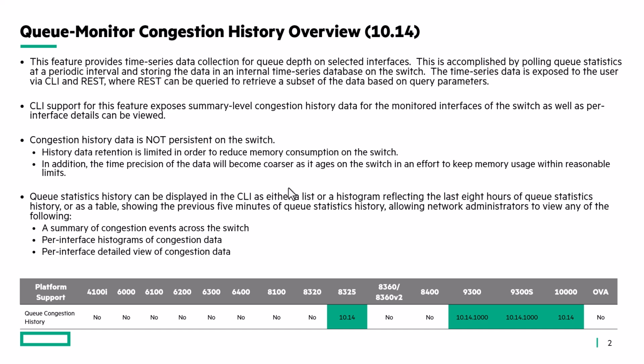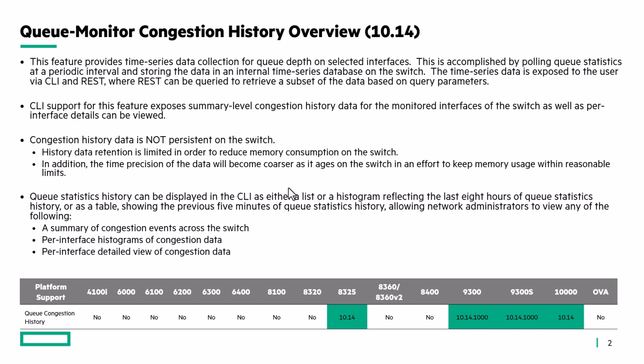CLI support for this feature exposes summary level congestion history data for the monitored interfaces, as well as per interface details. The congestion history data is not persistent on the switch, so it's important to remember history data retention is limited in order to reduce memory consumption of the switch. In addition, the time precision of the data will become coarser as it ages on the switch, in another effort to keep memory usage within reasonable limits.